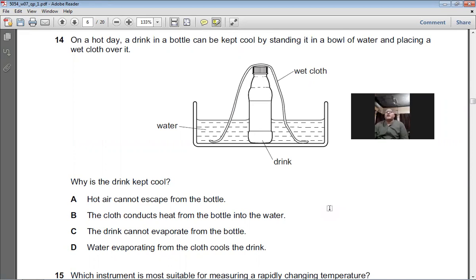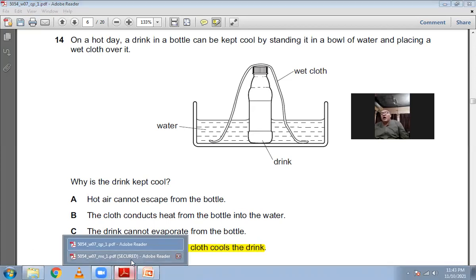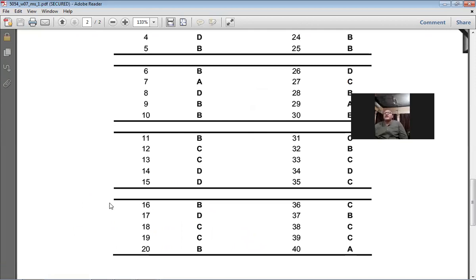On a hot day, a drink in a bottle can be kept cool by standing it in a bowl of water and placing a wet cloth over it. Why is the drink kept cool? You see, from the cloth, the water will evaporate. And when the water evaporates, the molecules with the greater kinetic energy leave, and the bottle will become cold. So why is the drink kept cool? Hot air cannot escape from the bottle? No. The cloth conducts heat from the bottle into the water? No. Water evaporates from the cloth and cools the drink. So I think D is the best option. Question number 14, D is the right choice.